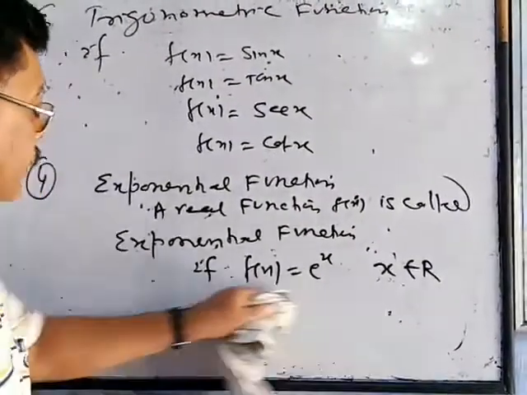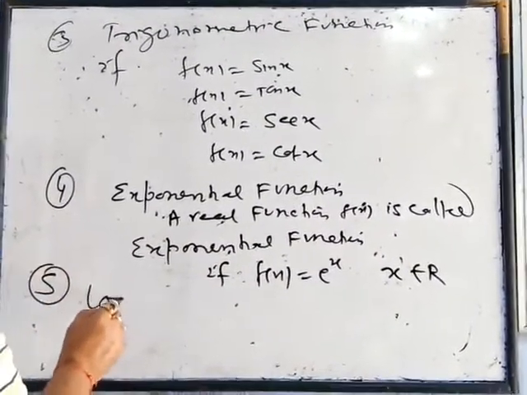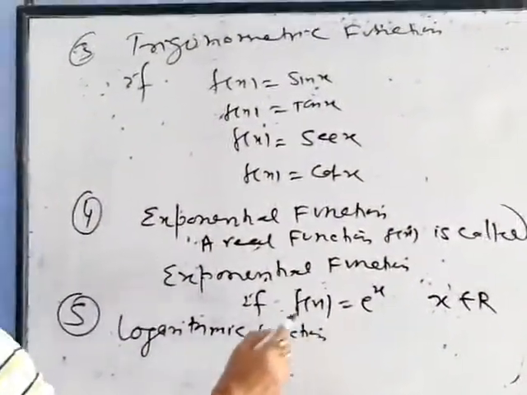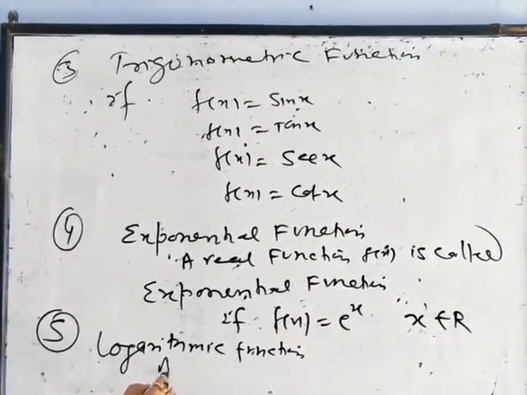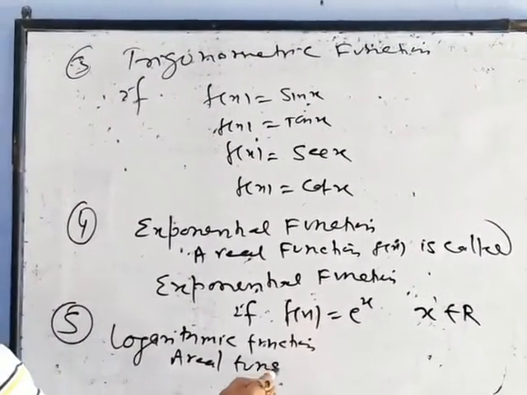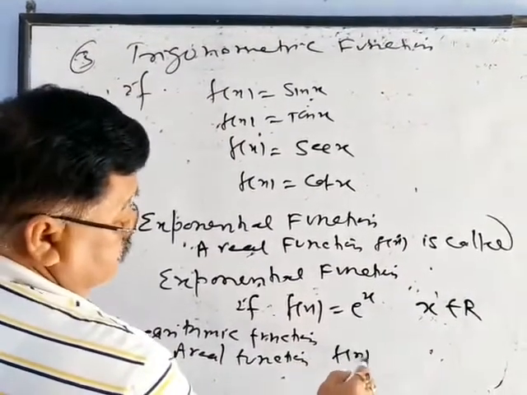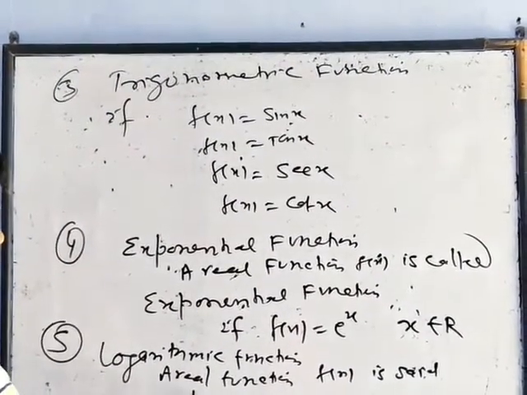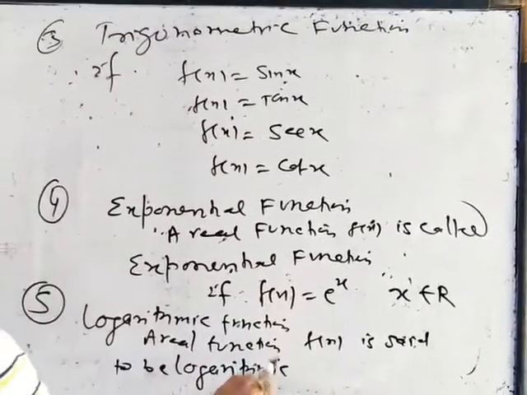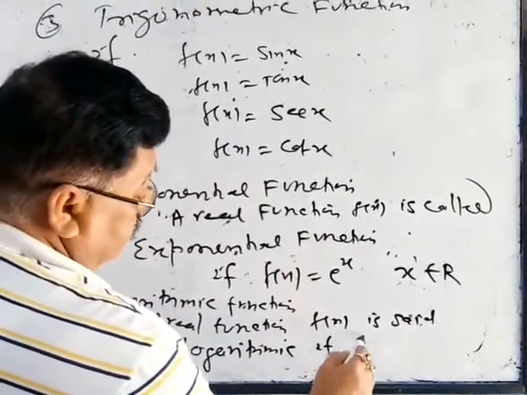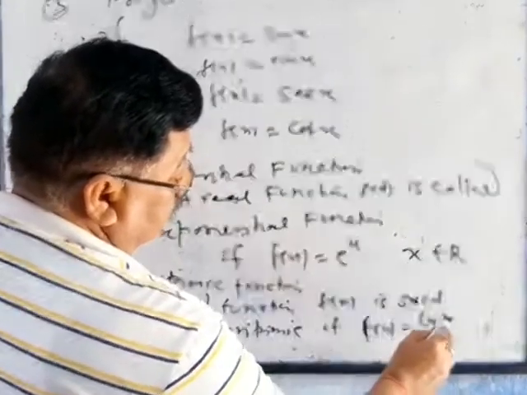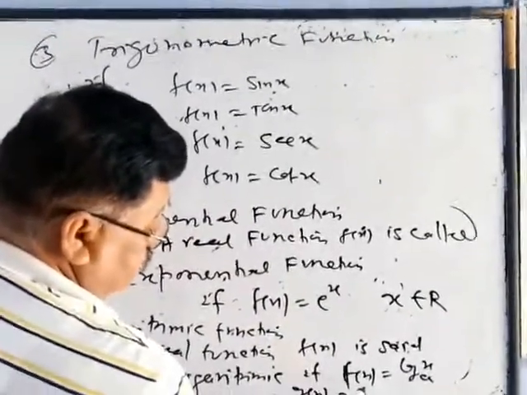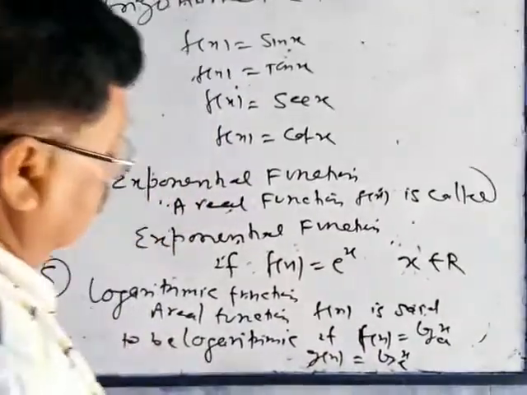Now logarithmic function. A real function f(x) is said to be logarithmic if f(x) is equal to log x to the base a, g(x) is equal to log of x to the base e. These are the logarithmic functions.